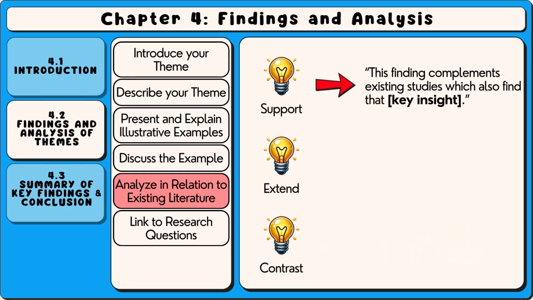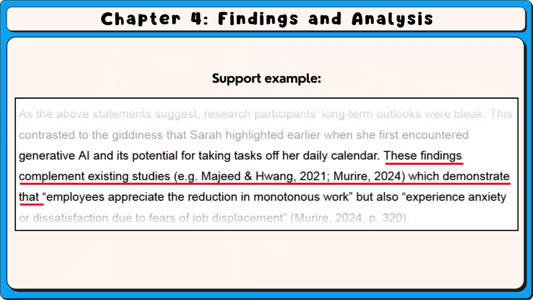Here's an example for support. The findings complement existing studies which also find that, and then outline the key insight. Here's an example. The findings complement existing studies, and then it lists the existing studies in citations, which demonstrate that, and then it quotes from the existing studies.